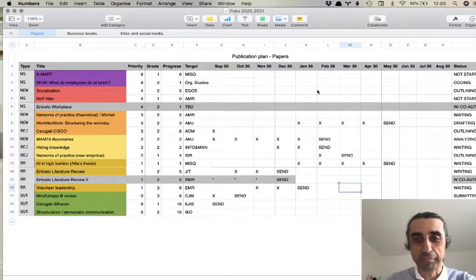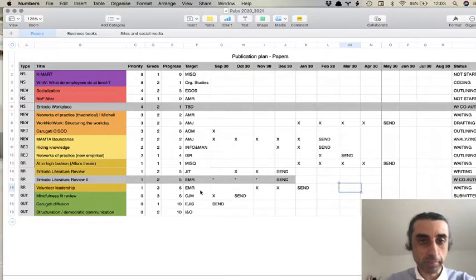I do this by academic year, so from September until August. So this academic year I have 3 papers under review already, so I'm pretty happy about that. Anyway, so that's the first column.